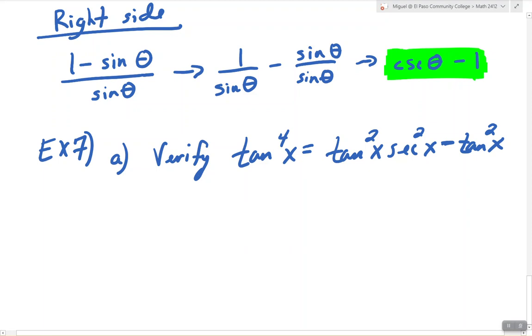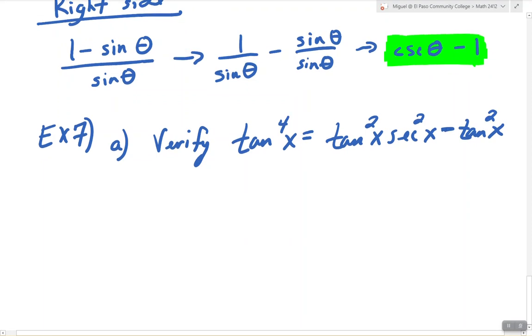And see if we can get the right side. So our first goal is to break that down, right? Because we don't have any definitions or identities with the fourth power, right? All of our stuff is like squared mostly. If you look at your formula sheet, you'll see maybe some square root stuff as well, but no fourth power. So we'll break that down first. An easy way to break this down would be tangent squared times tangent squared, right? So let's start there.